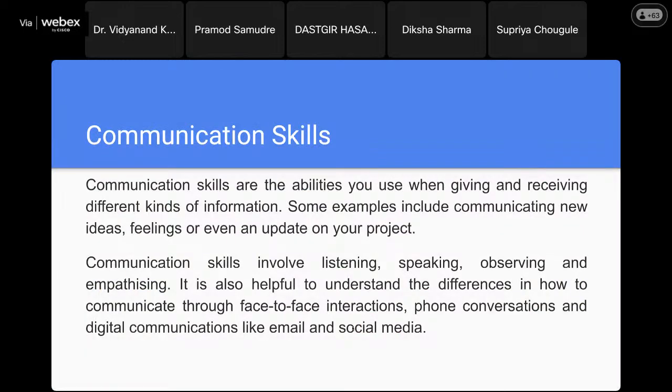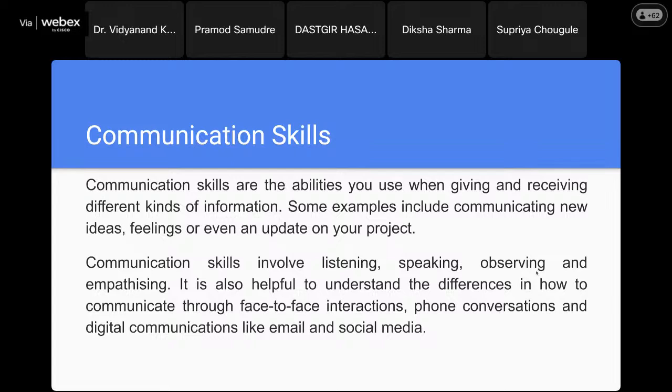It's called communication skills. Communication skills are the abilities you use when giving and receiving different kinds of information. Some examples include communicating new ideas, feelings, or even an update on your project. Communication skills involve listening, speaking, observing, and empathizing. Listening carefully is a very important skill for communication. You know, people like you when you listen to them. Speaking, again, what sort of speaking? Public speaking, individual speaking. Observing, what we call nirikshan, and then empathizing.